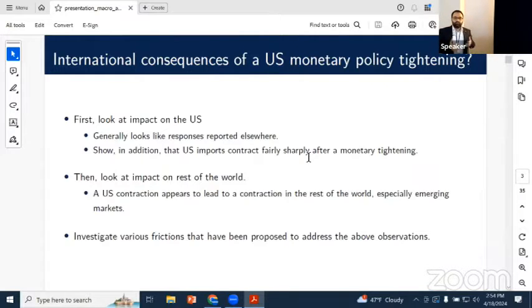And then we are going to look at the rest of the world, advanced economies and emerging markets, and we are going to see that US monetary policy shocks lead to a large decline in output, especially in emerging markets. And we are going to look at what the main transmission mechanism is. And I guess you guessed what we are going to argue: the US import decline is going to be, in our analysis, the main culprit.